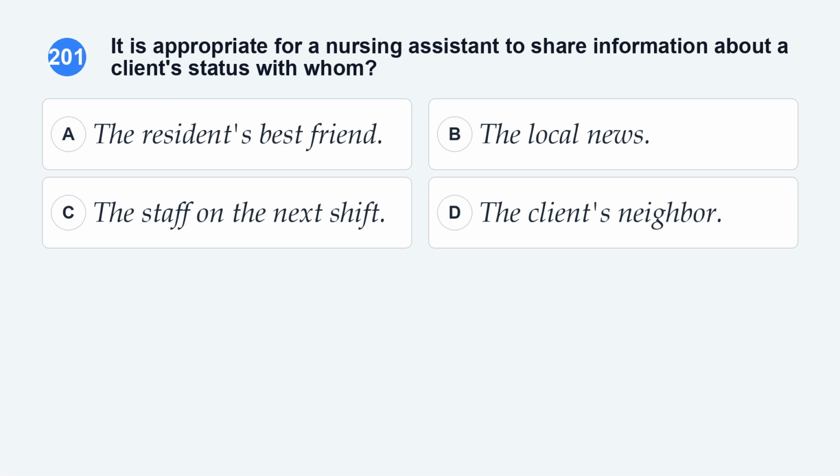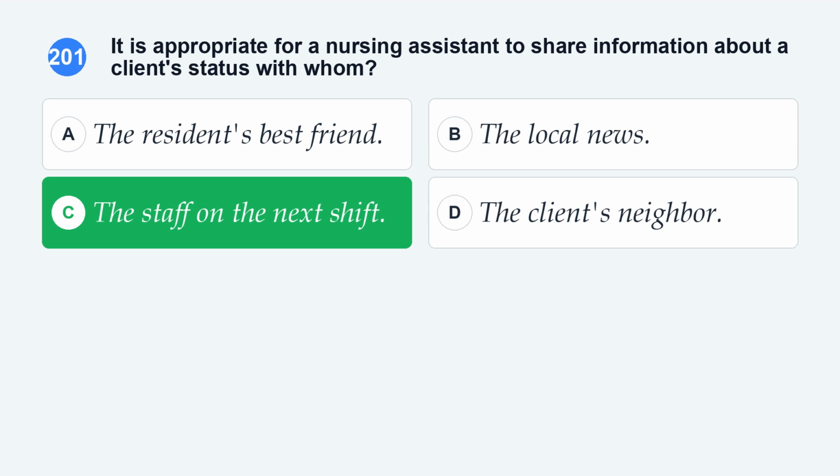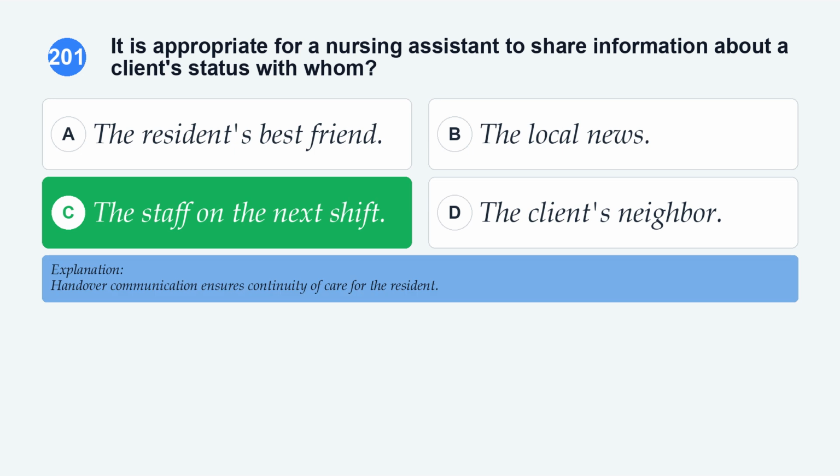Question 201. It is appropriate for a nursing assistant to share information about a client's status with whom? Option A, the resident's best friend. Option B, the local news. Option C, the staff on the next shift. Option D, the client's neighbor. The correct answer is option C, the staff on the next shift. Explanation. Handover communication ensures continuity of care for the resident.